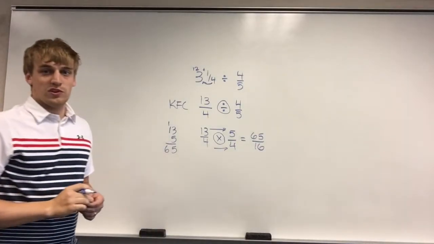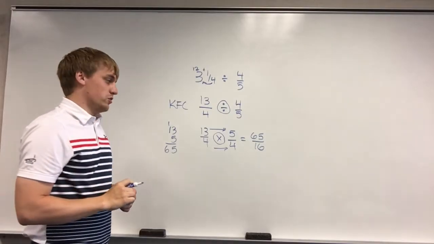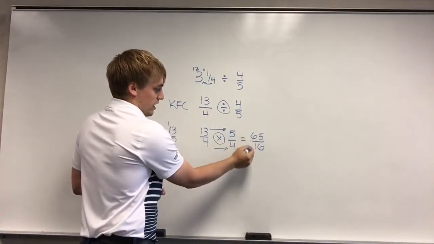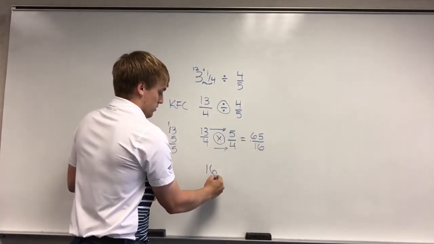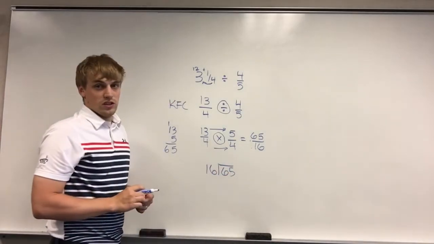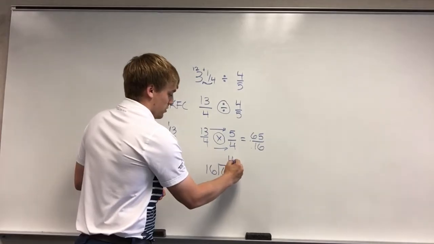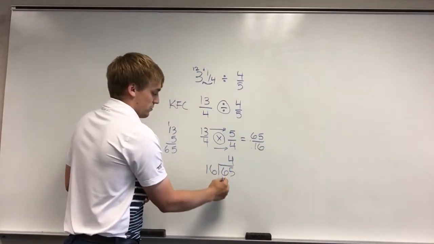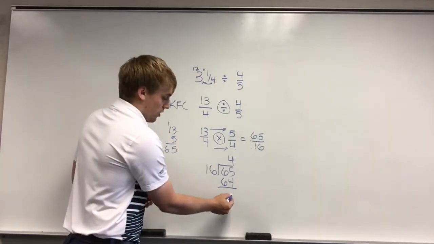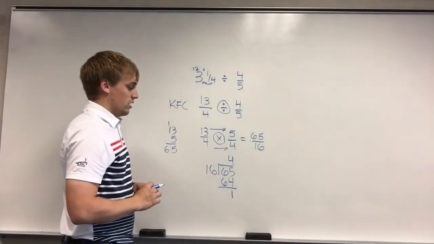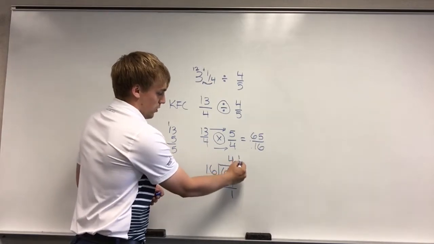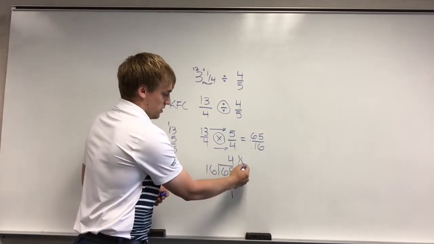Okay, that's improper, so we have to make it into a mixed number. So how do we do that? We take 65 divided by 16. 16 goes into 65 4 times. 16 times 4 is 64. You're left with 1. So our final answer is 4 and 1/16.